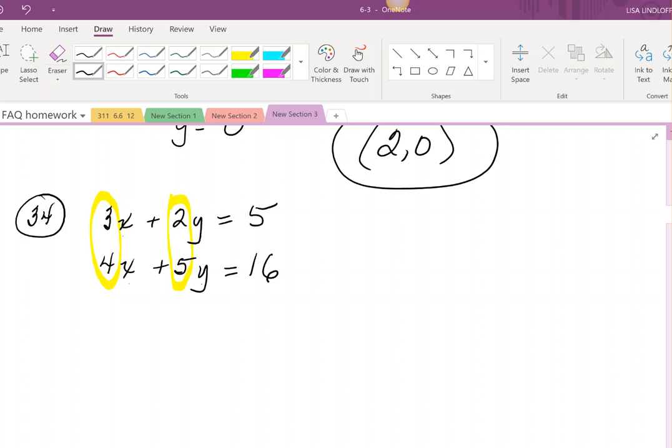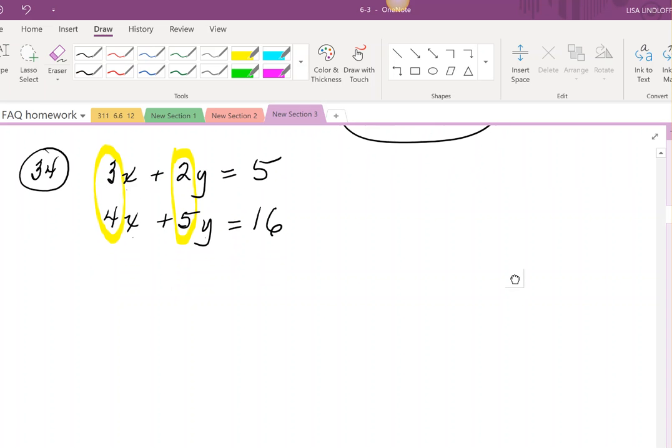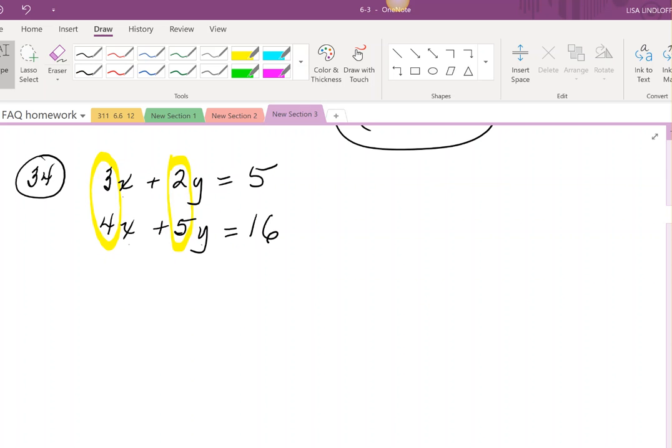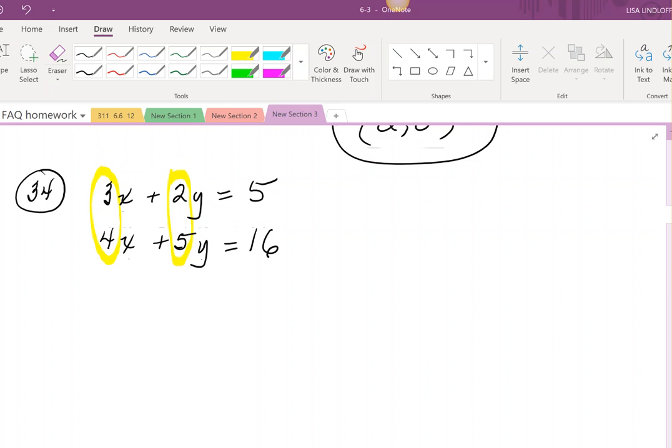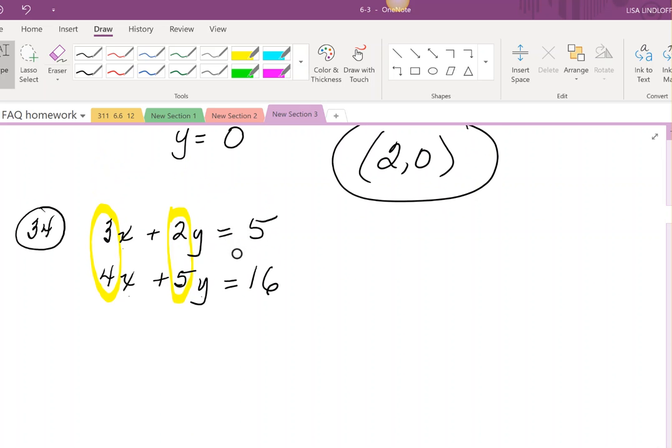It's the same thing as, and I know this is going to sound strange because it comes usually from studying fractions, the least common multiple. So what do 3 and 4 both go into? They both go into 12. What do 2 and 5 both go into? They both go into 10.